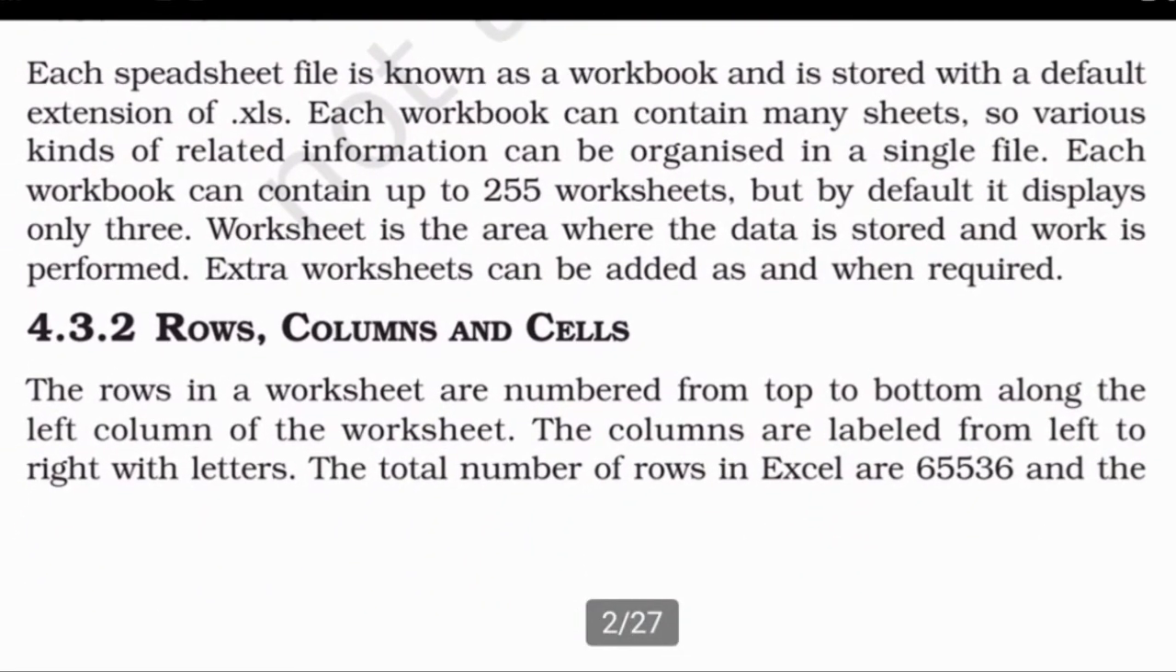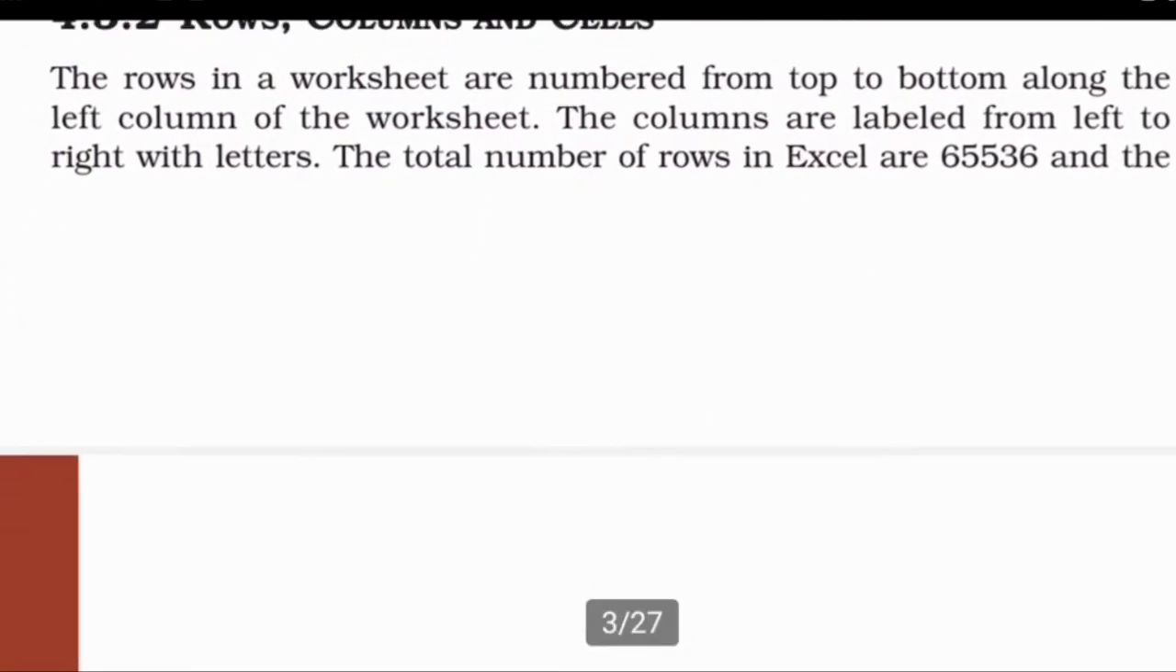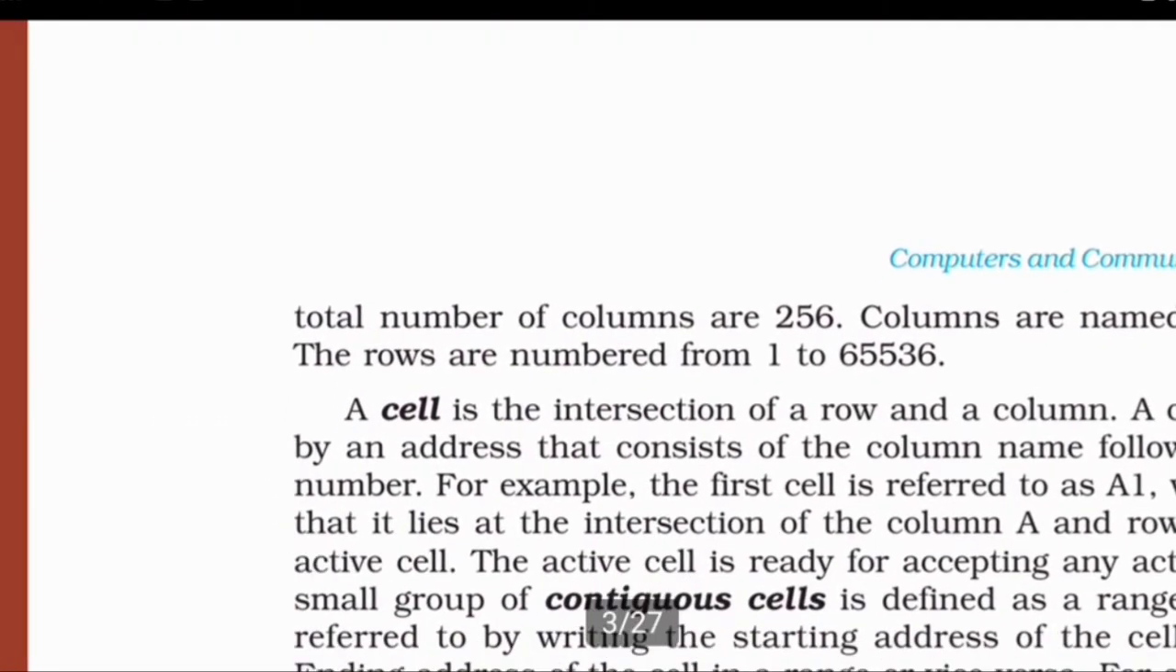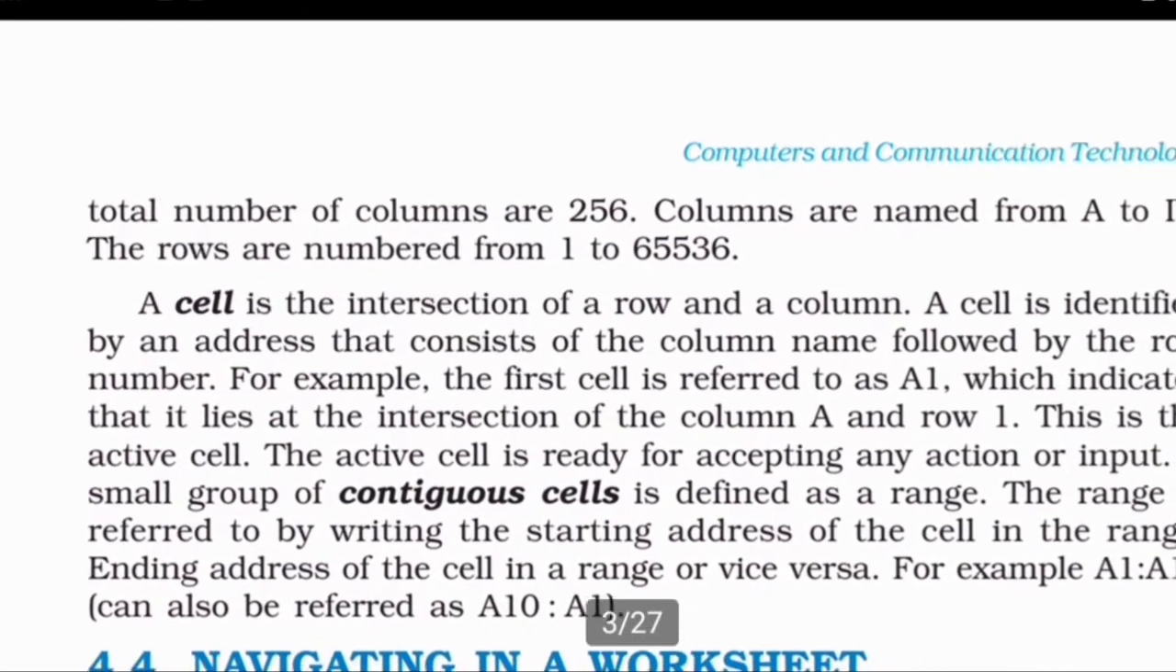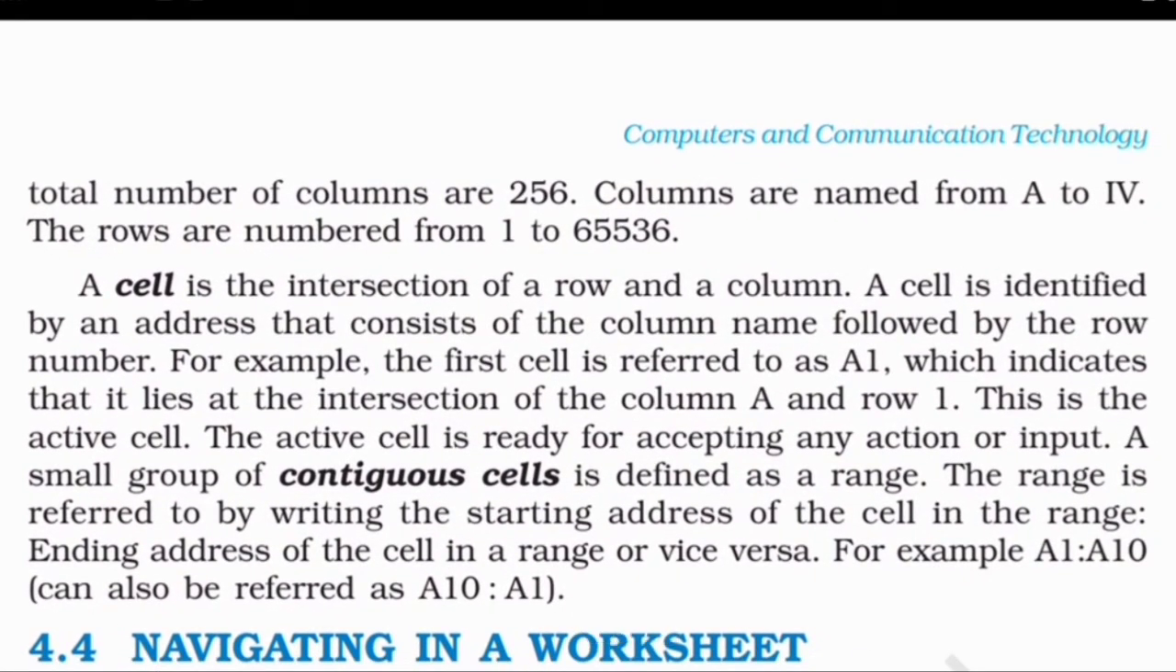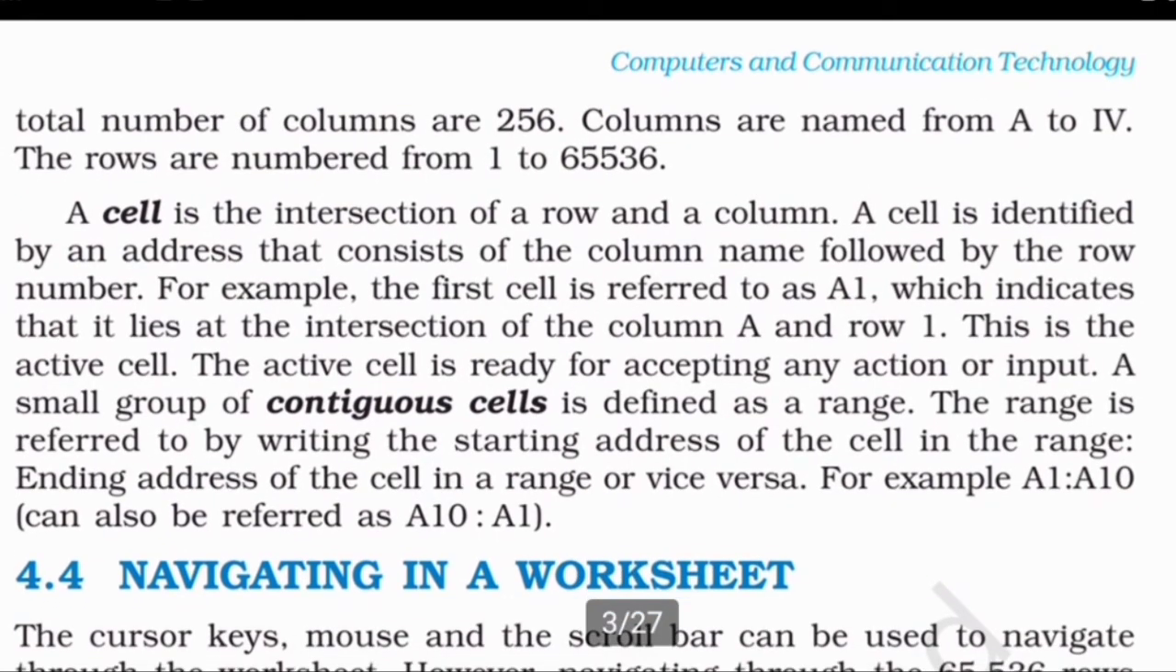Now the next is rows, columns and cells. The rows in a worksheet are numbered from top to bottom along the left of the worksheet, and columns are lettered like A, B, C, D, E, F. The total number of rows in Excel is 65536 and the total number of columns is 256. Columns are named from A to IV. The rows are numbered from 1 to 65,536.